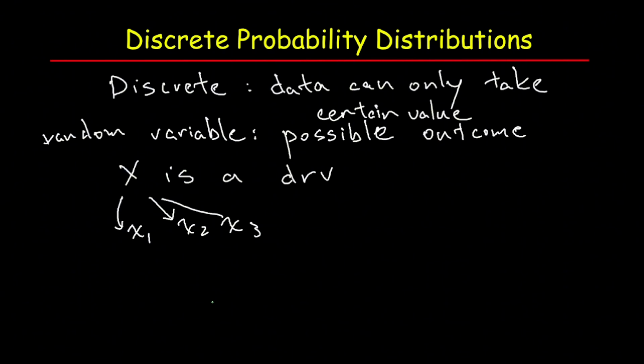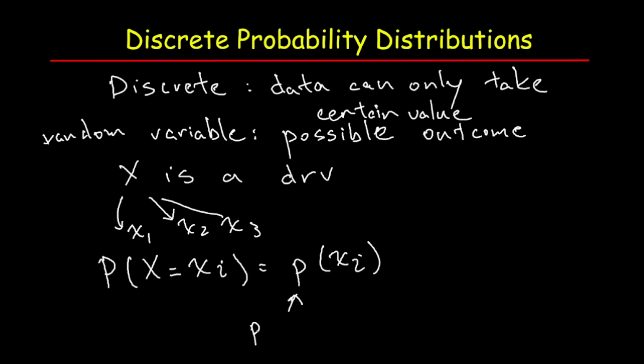Then we associate a number, so let's say P(X = xi) equals p(xi). And that is called the probability of xi. Basically, it's the probability that xi will occur. I should note that this is big P and this is small p.